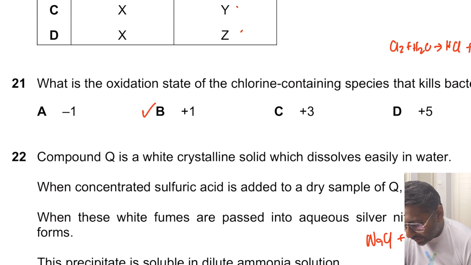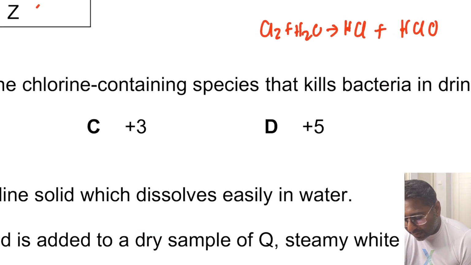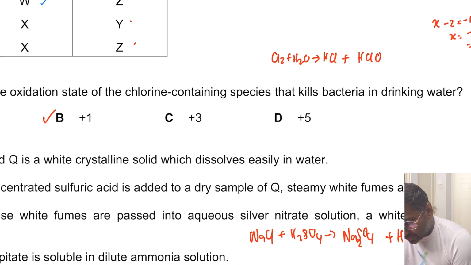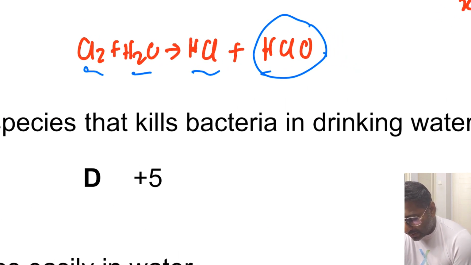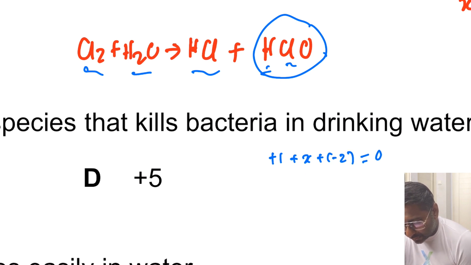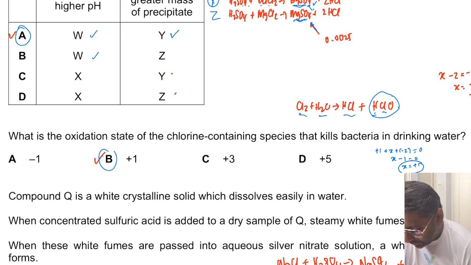Question 21. What is the oxidation state of the chlorine-containing species that kills bacteria in drinking water? Always remember, Cl2 plus H2O gives HCl and HClO. So HClO is the chlorine-containing species they are talking about. To find the oxidation number, hydrogen is always plus 1, so plus 1, plus X, plus negative 2. Overall is 0, so X minus 1 equals 0. X is plus 1. So the oxidation number is plus 1. That's the answer. Next.